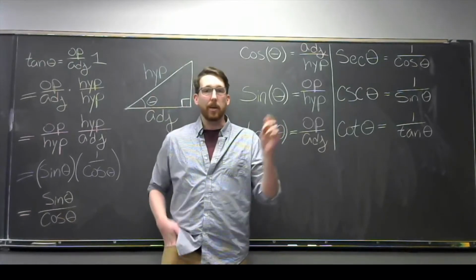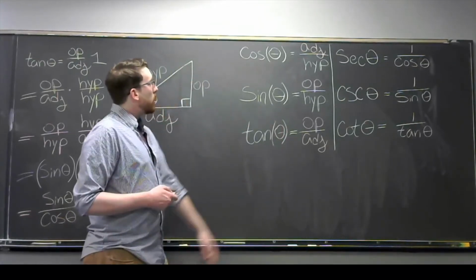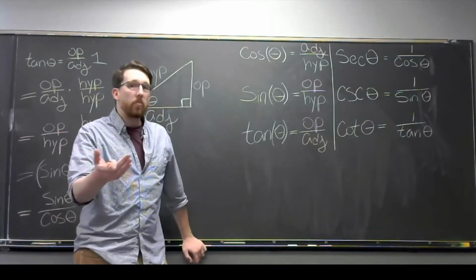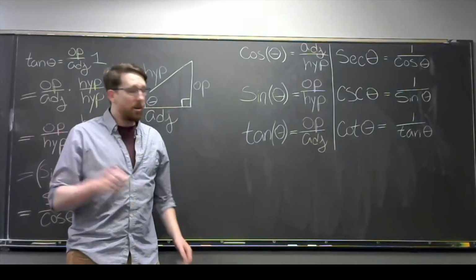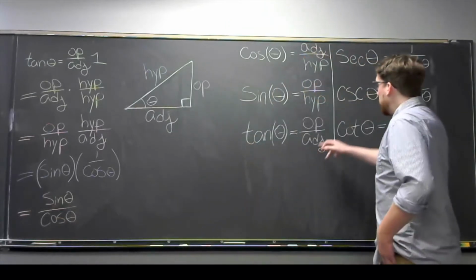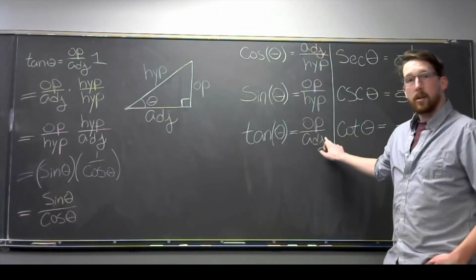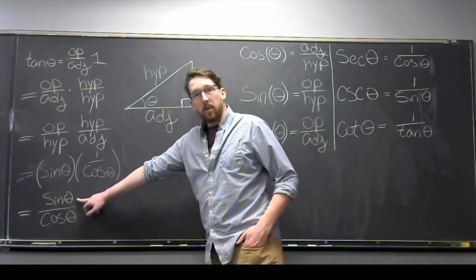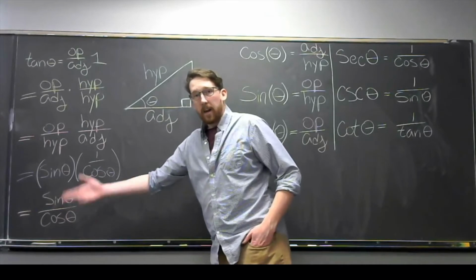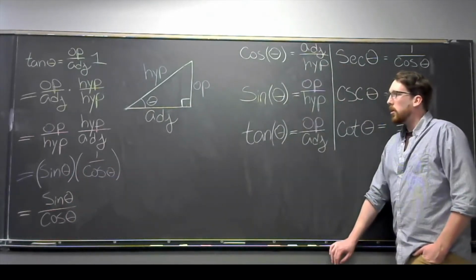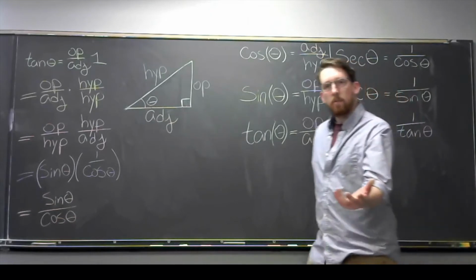So not only can we redefine secant, cosecant, and cotangent in the usual way, we can do the same thing with tangent. We can say, all right, cool. Tangent isn't just the opposite over the adjacent. It can be rewritten as the sine of the angle divided by the cosine of the angle. Having said that, let's move on.